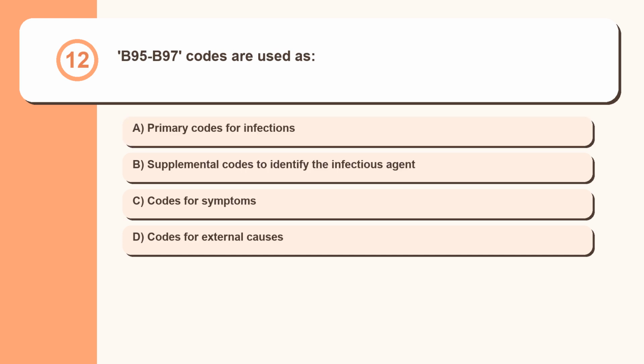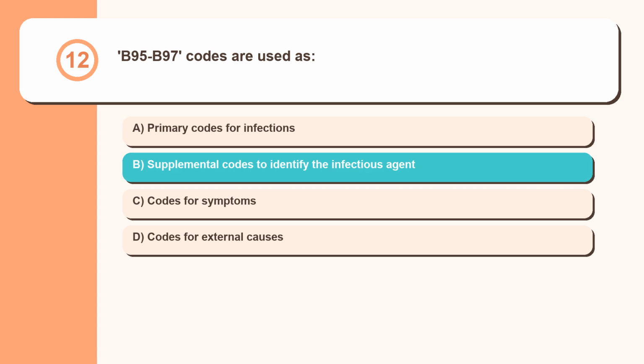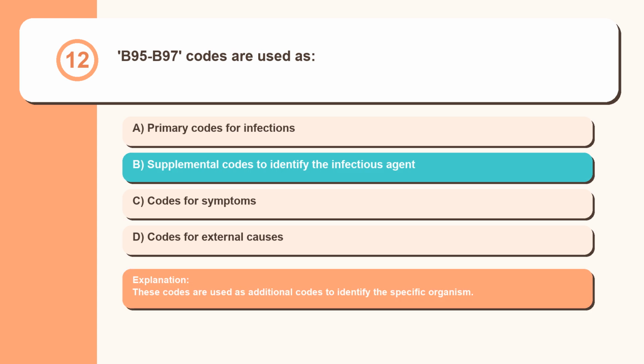Question 12. B95-B97 codes are used as primary codes for infections, supplemental codes to identify the infectious agent, codes for symptoms, or codes for external causes. These codes are used as additional codes to identify the specific organism.